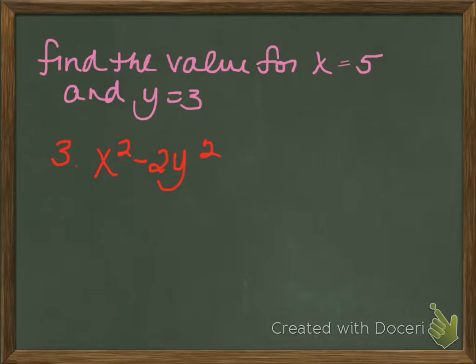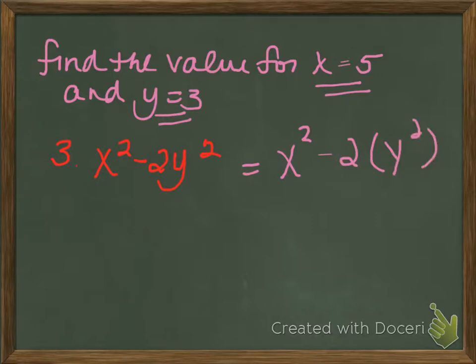And our last example has exponents in it, but again, we're still going to do x is 5 and y is 3. So I'm going to rewrite this as x squared minus 2 times y squared. So x is 5, so I have 5 squared minus 2 times 3 squared. Now don't be fooled. We have to do the order of operations, but be careful.